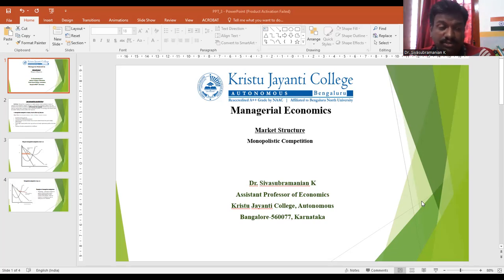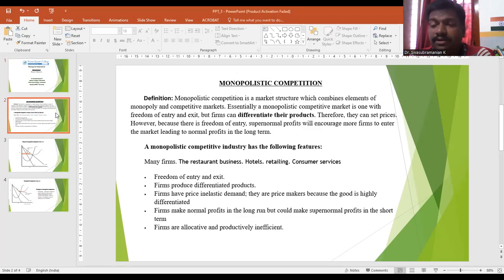Now, we move on to discuss monopolistic competition. First, we look at the definition of monopolistic competition. Monopolistic competition is a market structure which combines elements of monopoly and competitive markets. Monopoly means a single seller, and competition means there is more competition in the market. Essentially, a monopolistic competitive market is one with freedom of entry and exit, where firms can differentiate their products. Therefore, they can set prices. However, because there is freedom of entry, supernormal profits will encourage more firms to enter the market, leading to normal profits in the long run.